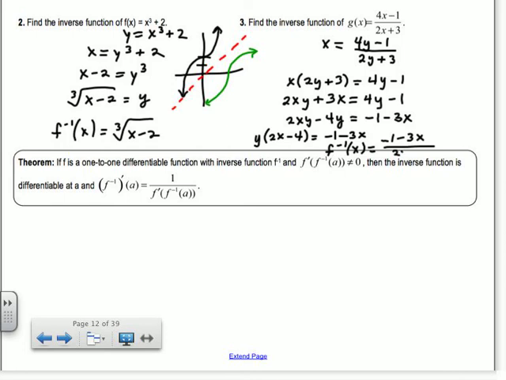Now, if this was a multiple choice question, they would not leave it in that form. There's too many negatives. It's messy. What form would they put it in, do you think?